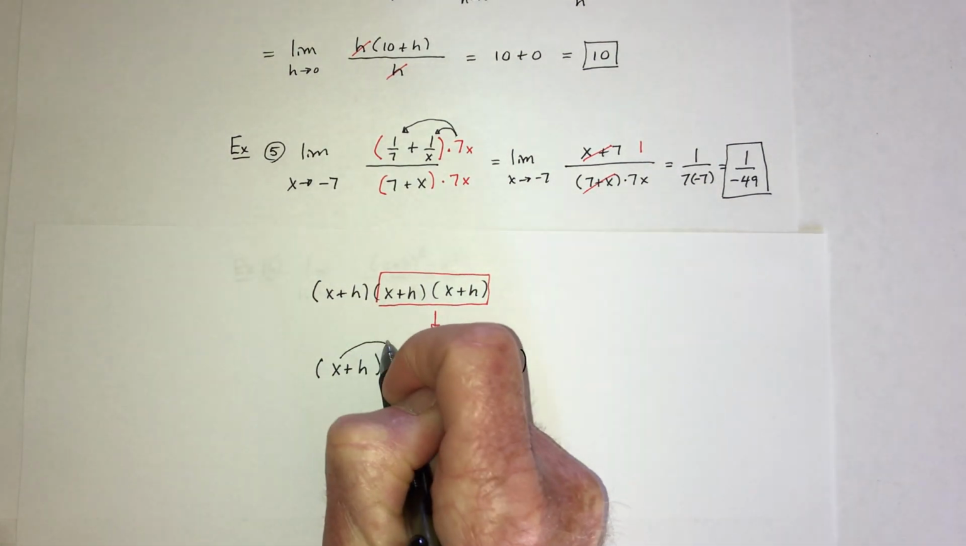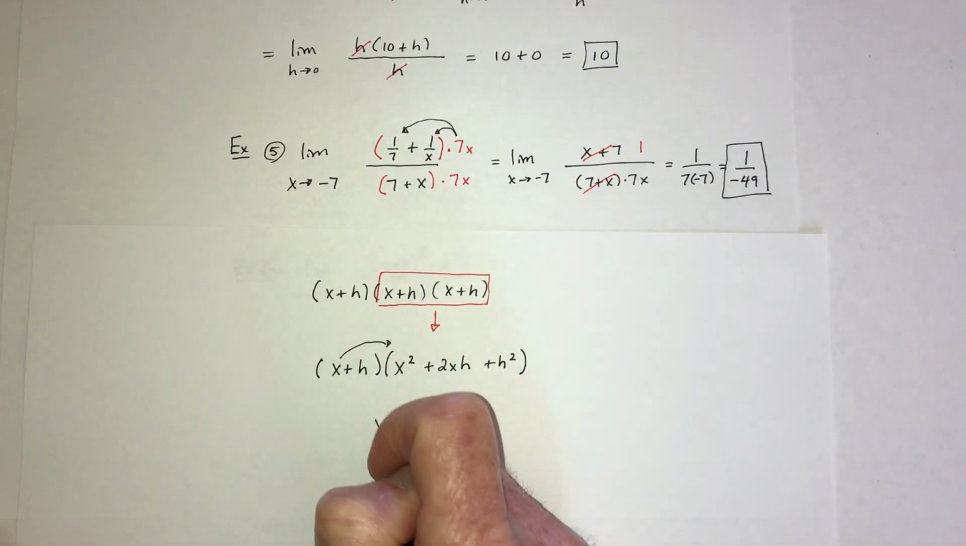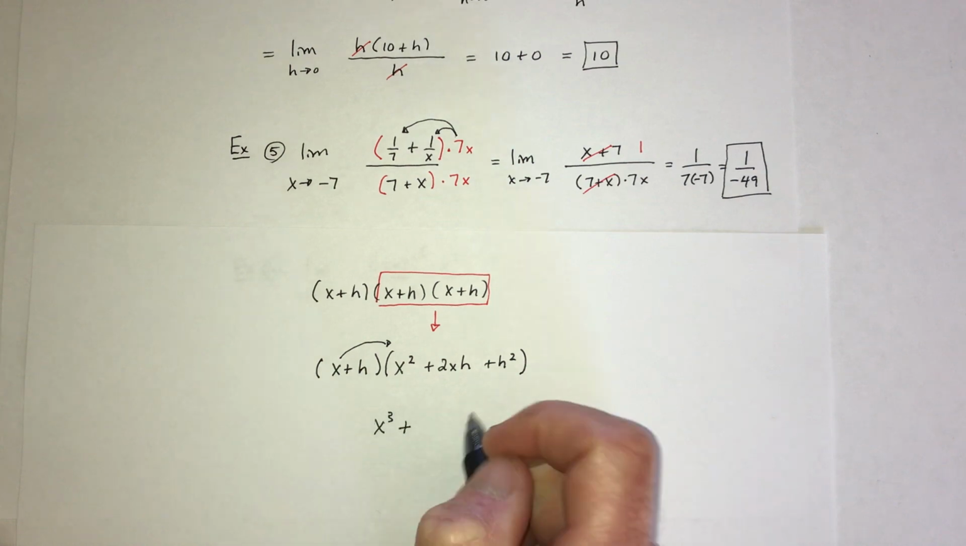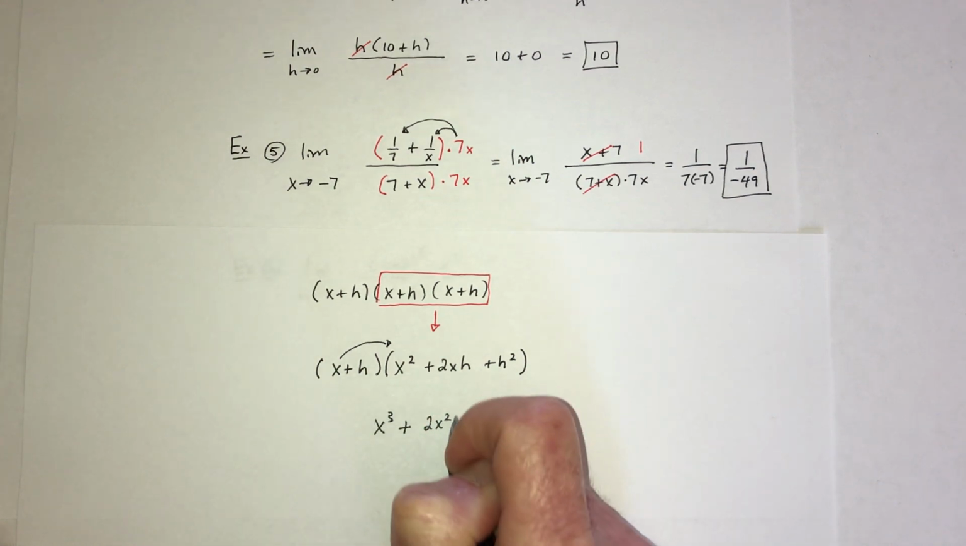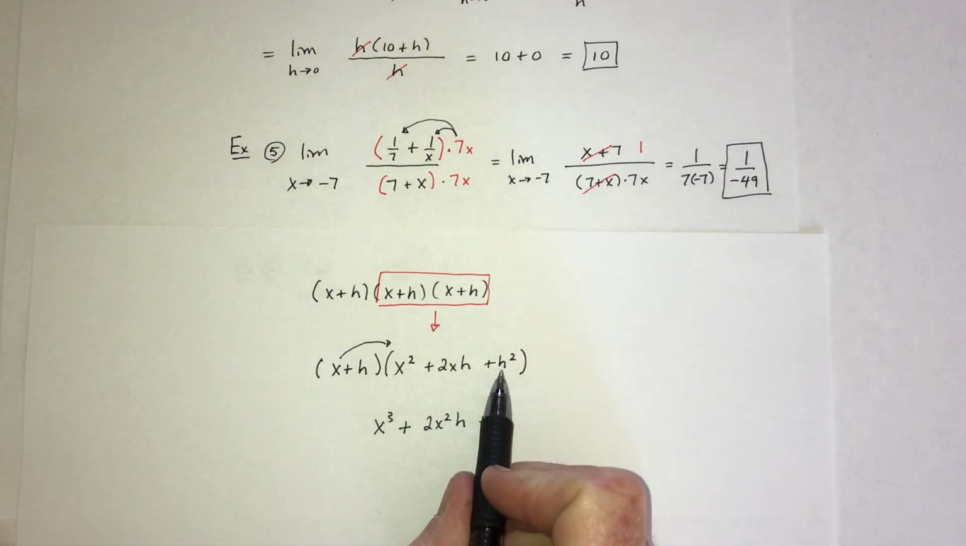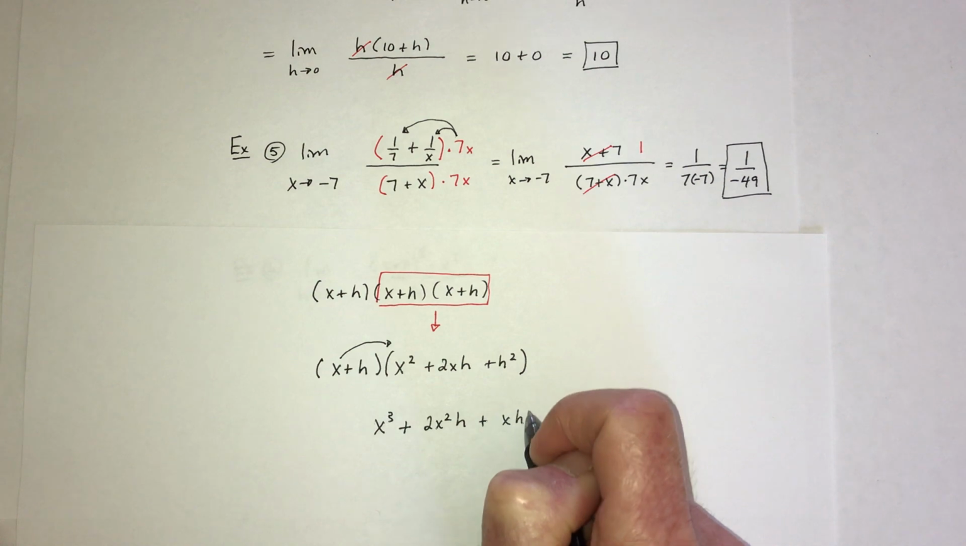So first I'm going to distribute the x. So this gets multiplied with x, so that's x cubed. This gets multiplied with x, so that's plus 2x squared h. And then distribute it to the last term, so that's going to be x times h squared.